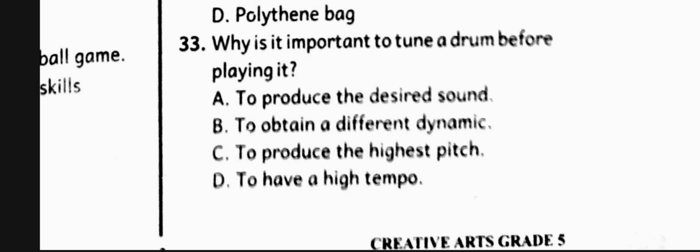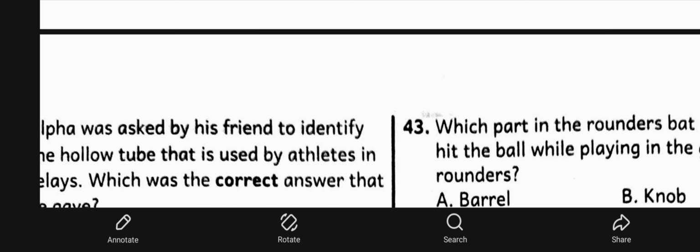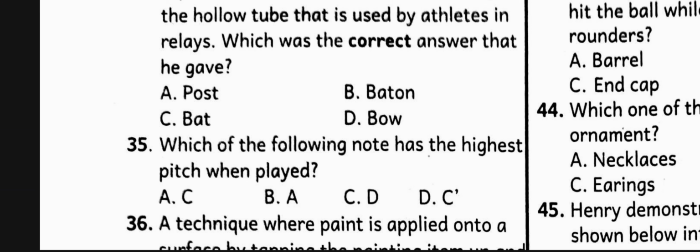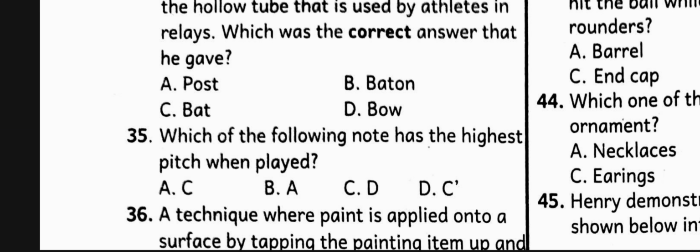32. Why is it important to tune a drum before playing it to produce the desired sound? That's correct. And the correct answer will be A without moving on. Then we go to number 34. It says, Alpha was asked by his friend to identify the hollow tube that is used by athletes in relays. Which one is the correct? The baton is the correct answer, which is B.